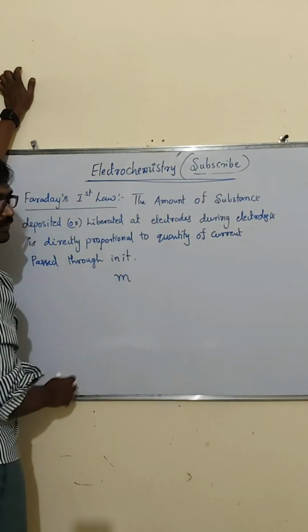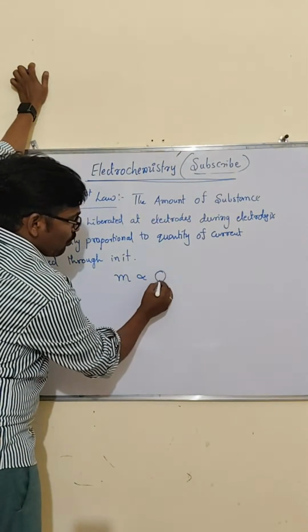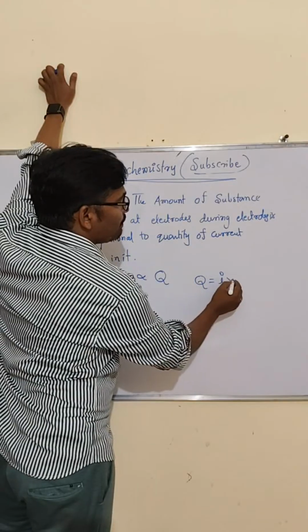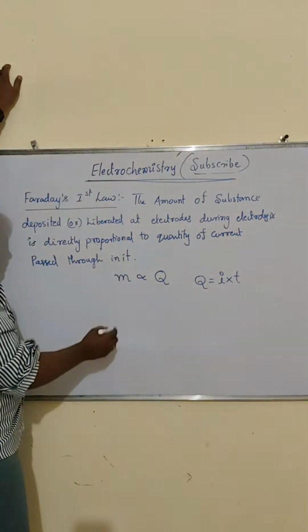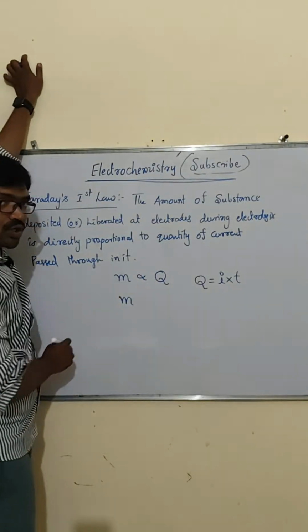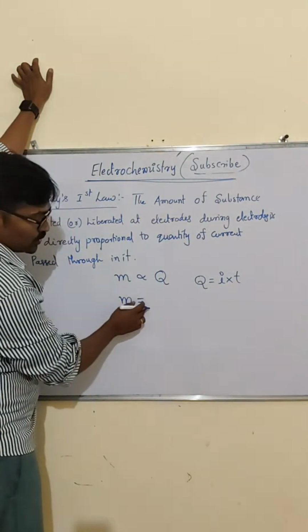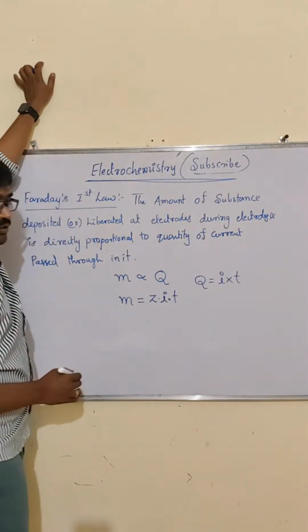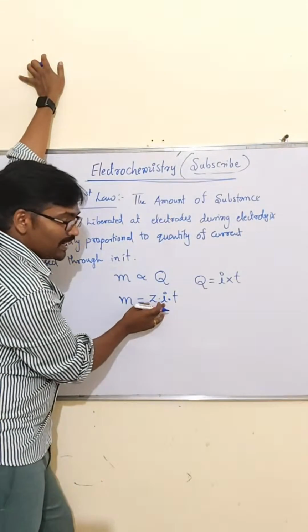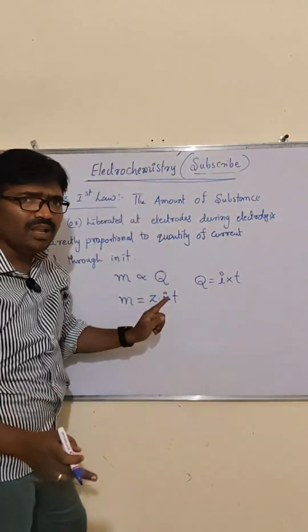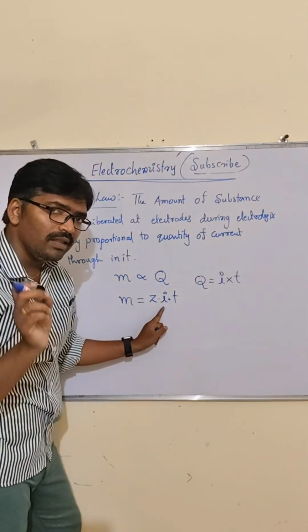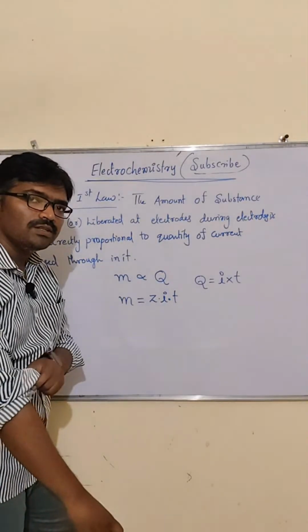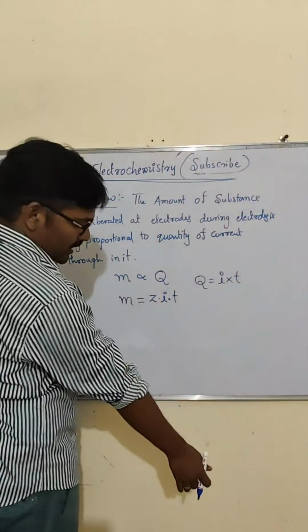So mass of substance is directly proportional to quantity of current Q. Here Q is nothing but quantity of current, equal to current in amperes into time in seconds. So in case you want to remove the proportionality, then you have to keep M equals Z into, in the place of Q, I into T. So once again listen carefully. I is current in amperes, T is time in seconds. In case the time is mentioned in minutes in the question, you have to convert it into seconds. Clear, my dear students? Right.